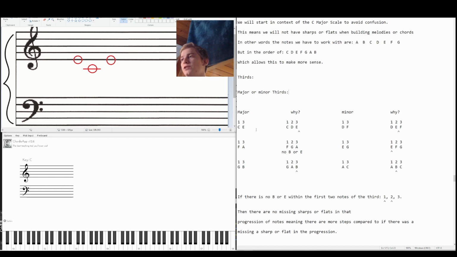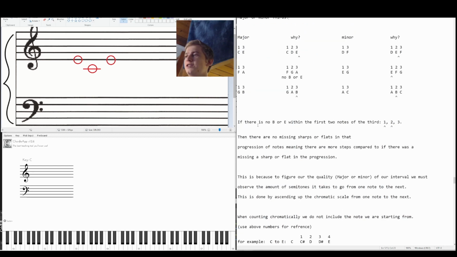Okay, so let's first look at some examples. We have the major, C to E. If there's no B or E within the first two notes of the third, then there are no missing sharps or flats in that progression of notes, meaning that there are more steps compared to if there was a missing sharp or flat in that progression.